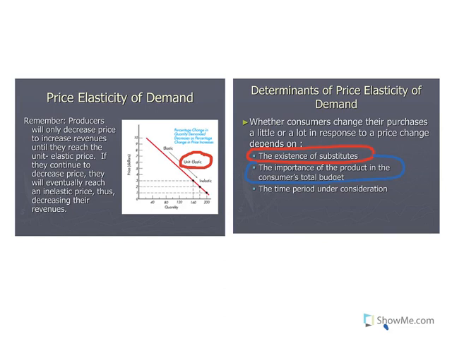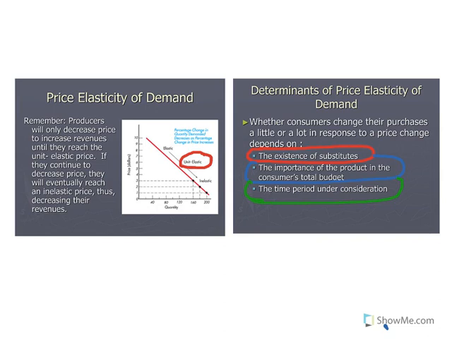And then the last determinant of demand is simply the time period under consideration. Generally, the shorter the period of time, the more inelastic your demand is. And the longer the time period under consideration, the more elastic your demand is. The reason why if you have a longer period of time, your demand becomes more elastic is because it basically gives you more time to seek out substitute products. Again, the additional time allows consumers to alter their behavior, again, to find the substitute product.